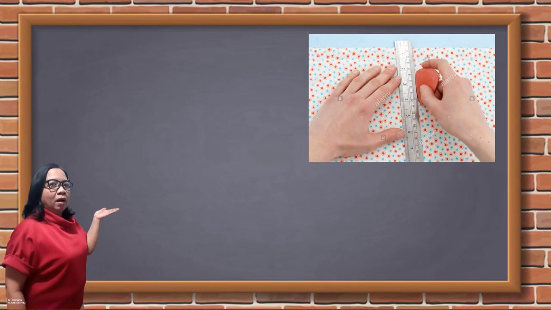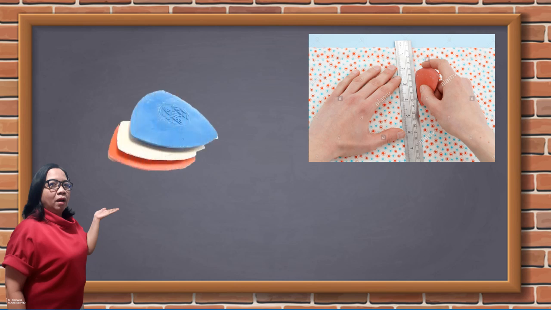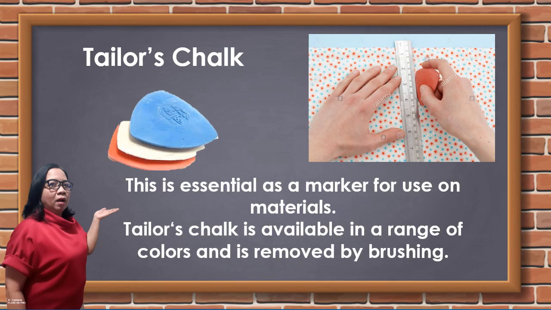What marking tool is used in this picture? That is correct. This is a tailor's chalk. This is one of the most commonly used marking tools by sewers. It is available in different colors. This is essential as a marker for use on materials. Tailor's chalk is available in a range of colors and is removed by brushing.